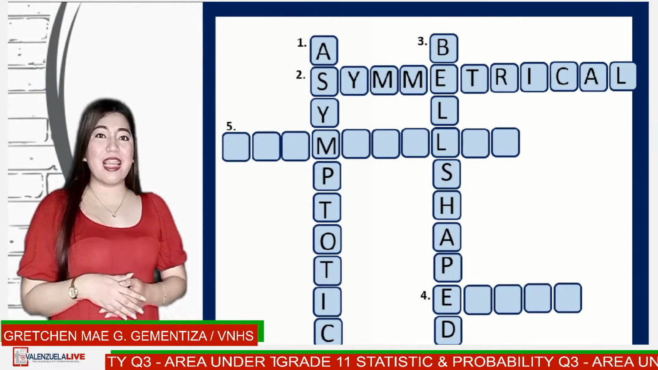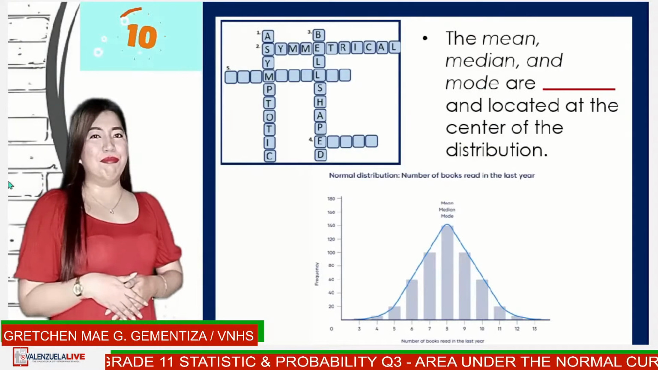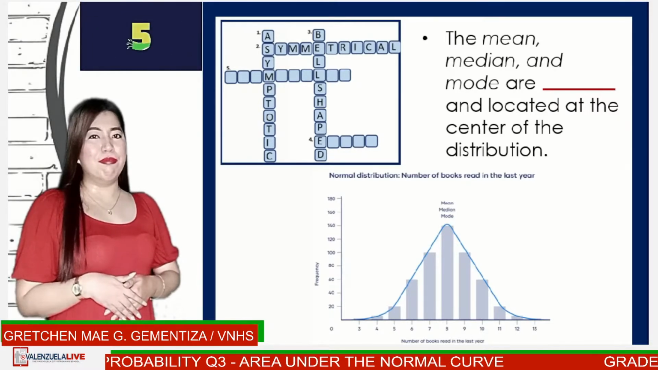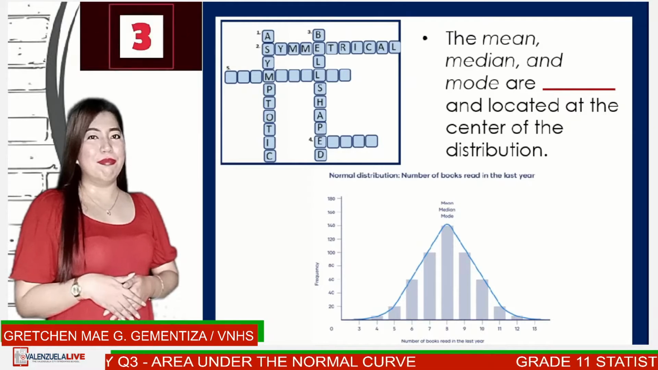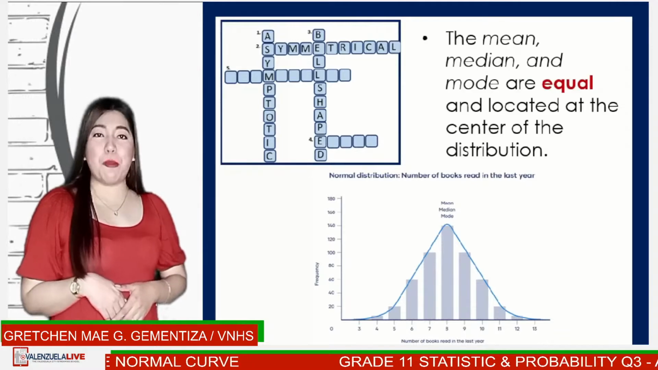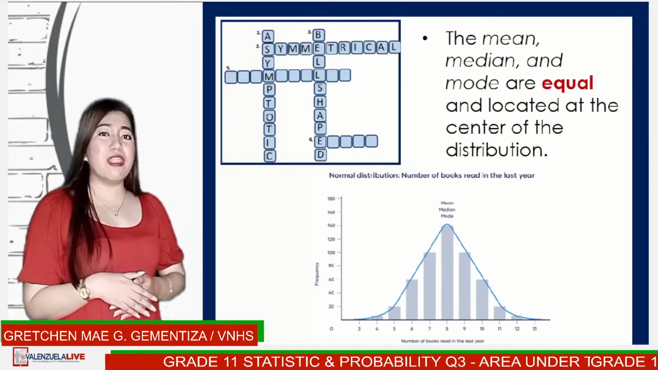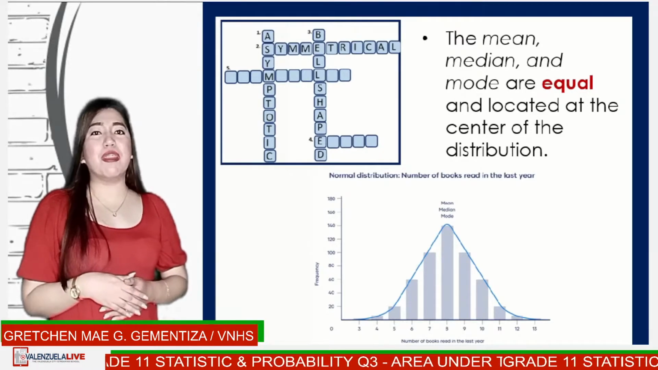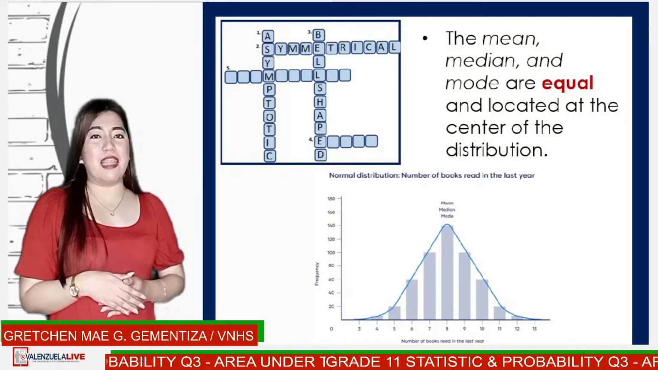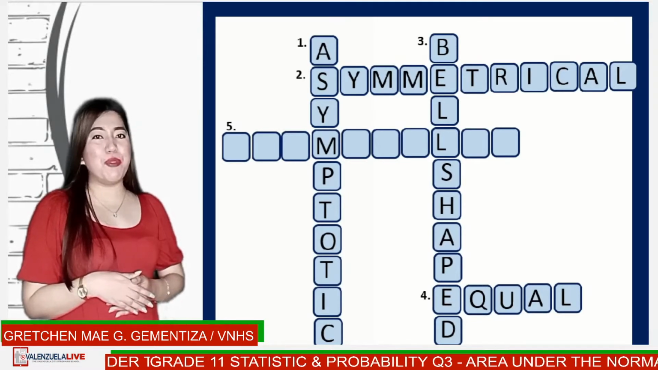Picture number 4 is a 5-letter word. Your timer starts now. Very good. The word is equal. The mean, median, and mode are equal and located at the center of the distribution. The center of a normal distribution is located at its peak. It follows that the mean, median, and mode are all equal in a normal distribution.